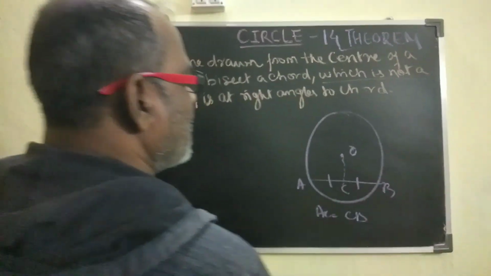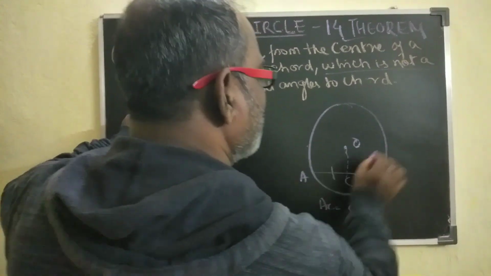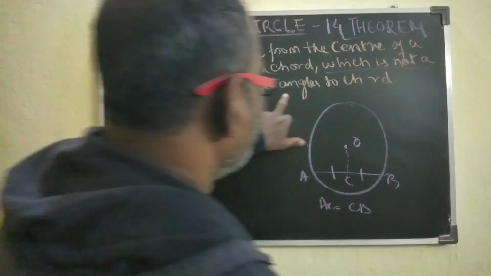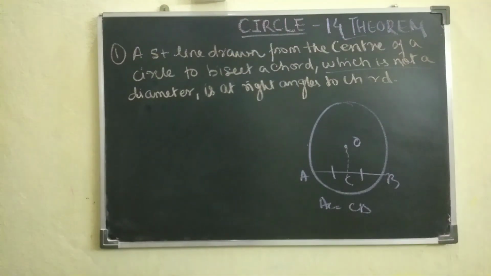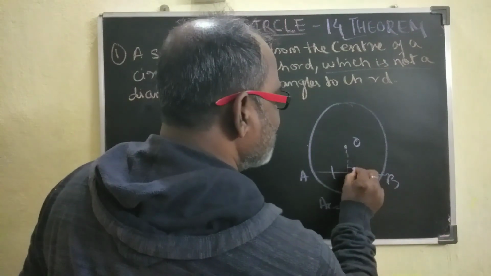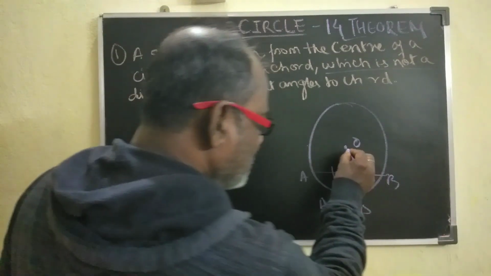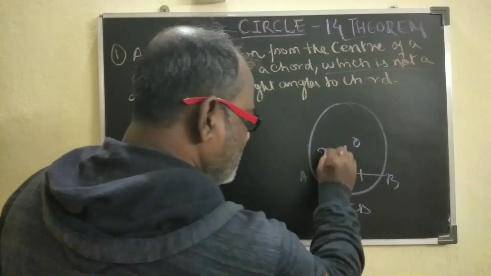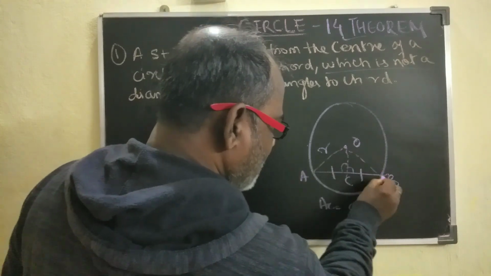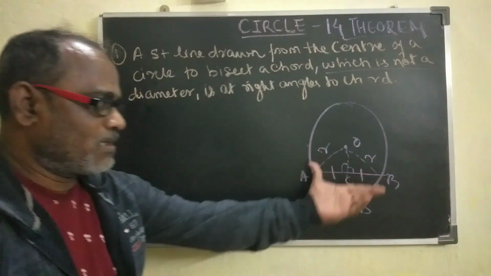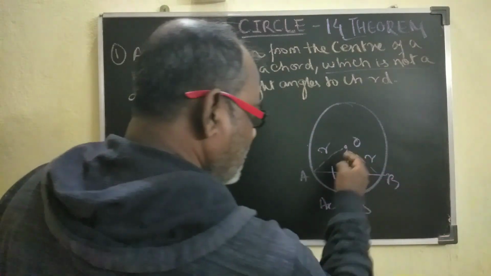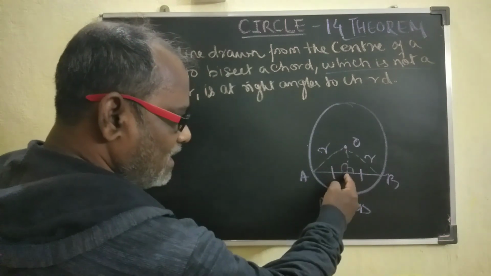See, AB is not a diameter, because if it is a diameter it will pass through the center. The line is at right angles to the chord. That means we have to show that this angle is 90 degrees. So how can we show this? First let us join this, this becomes the radius. Let us join this, this becomes the radius. Now from this diagram you can see that this is triangle OAC.